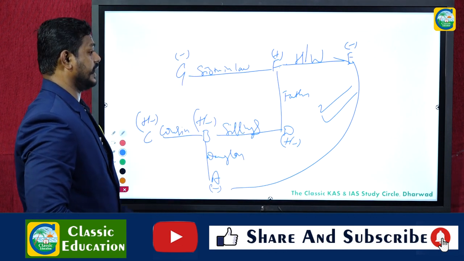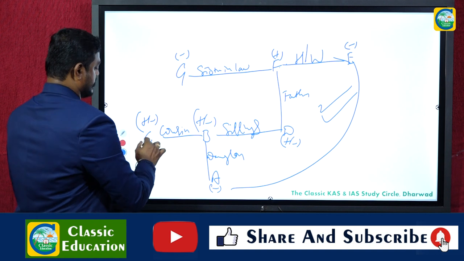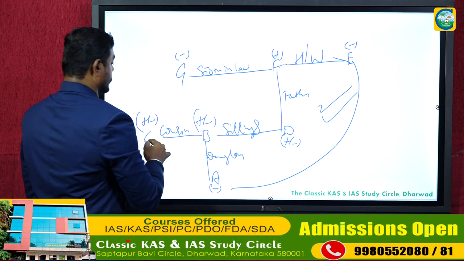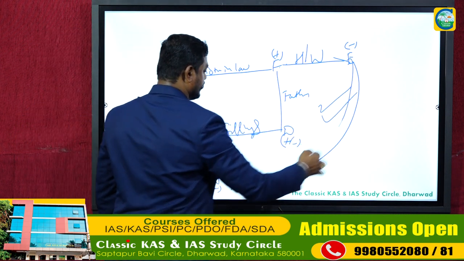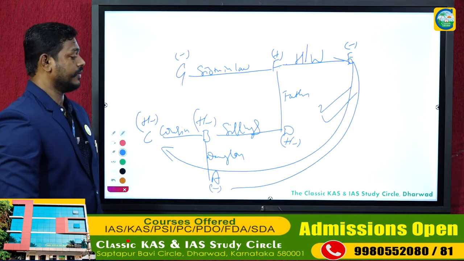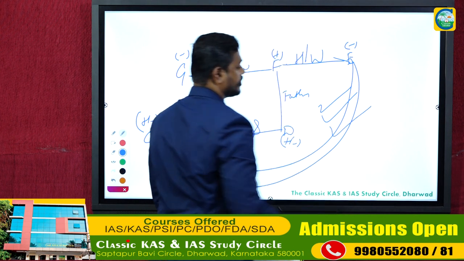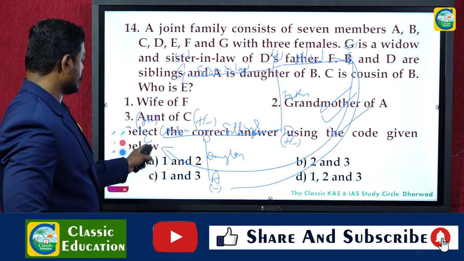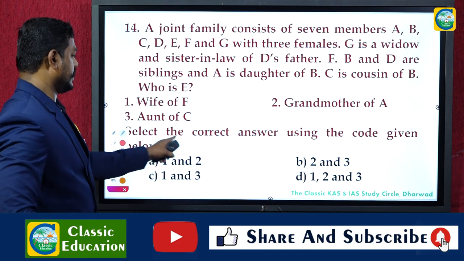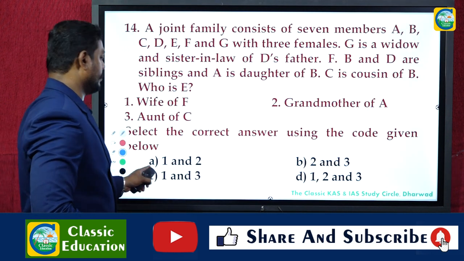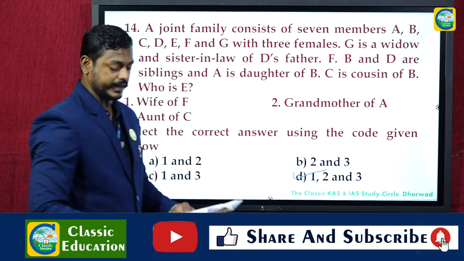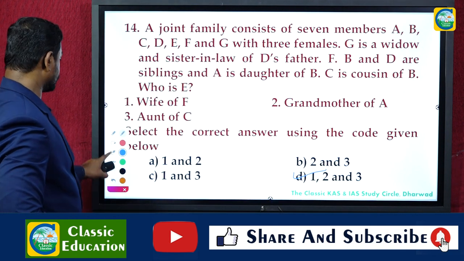Then aunt of C. C is a cousin of B, means D and B are the kids of F and E. Then C cousin means E is aunt of C. Okay. Then three options are correct here. Let me check the options. Select the correct answer using the code given below, that is 1, 2, and 3. Yes, option number D is the correct answer. Fine, friends. We'll move to the next question now.